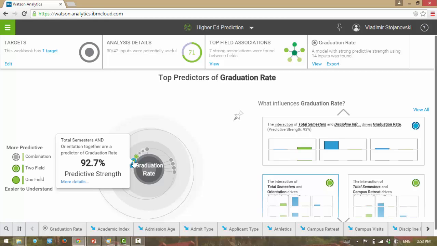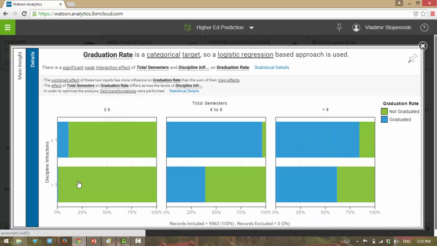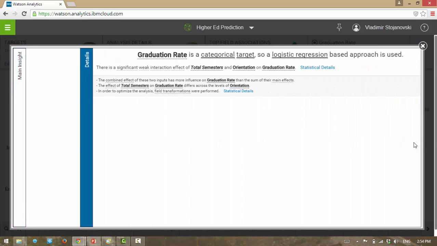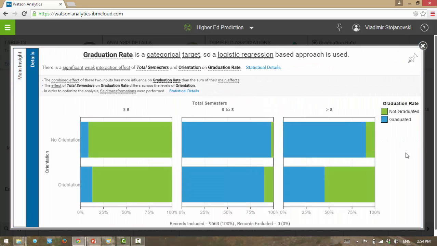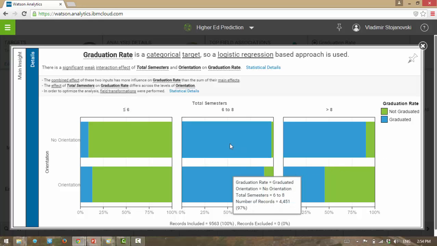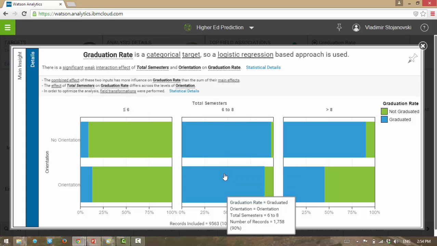Similarly, the combination of total semesters and orientation have almost a 93% predictive strength as well. Let's take a look at this particular finding. Again, I find this interesting because students that did not attend orientation and spent 6 to 8 semesters at our university had a 97% graduation rate, whereas those that spent the same amount of semesters at the university had only a 90% graduation rate. So clearly the kinds of students that we're attracting that go through our orientation are less likely to graduate than those that are not.